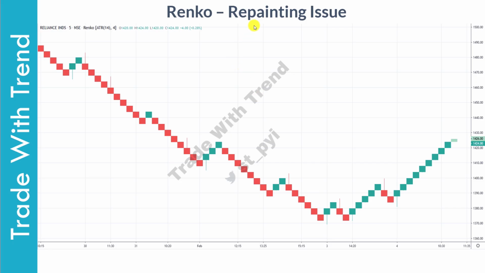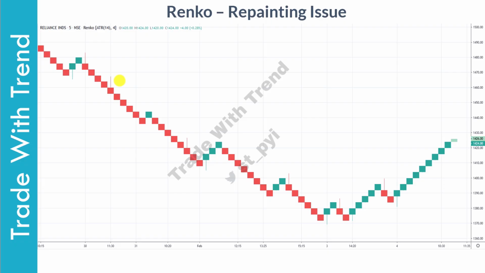So this is called the repainting issue, where the entire structure of the chart changes as the ATR value changes. Now this is a very common issue and most traders do complain about this. To counter this, you can opt for the traditional method to plot Renko charts, where you decide the brick value.